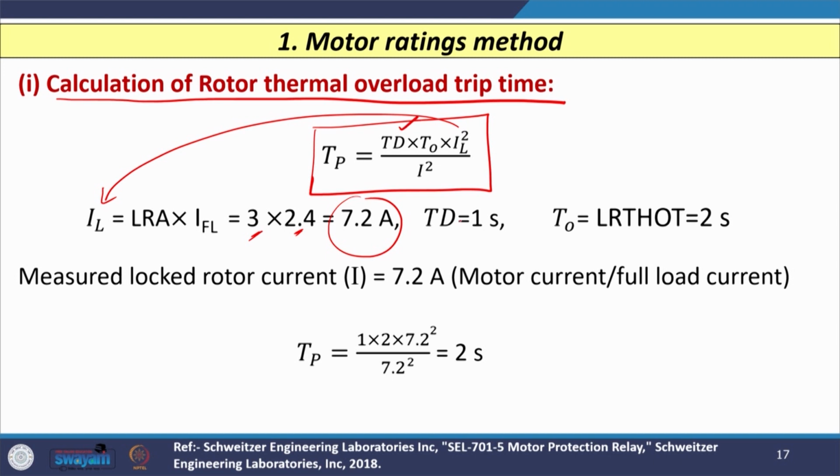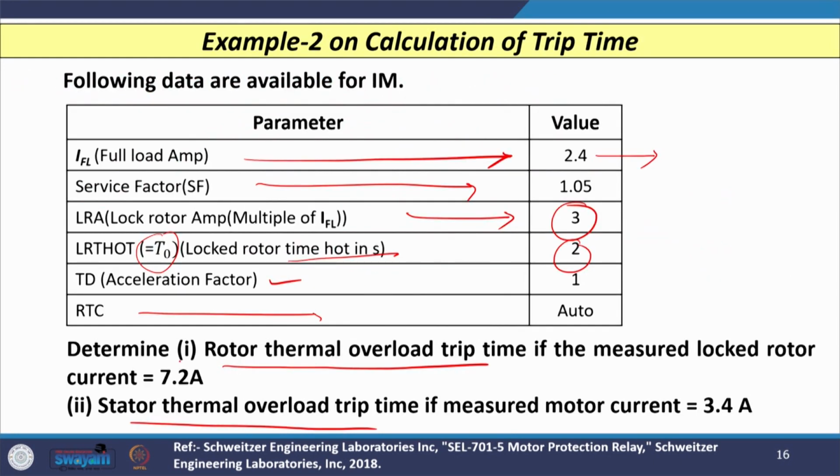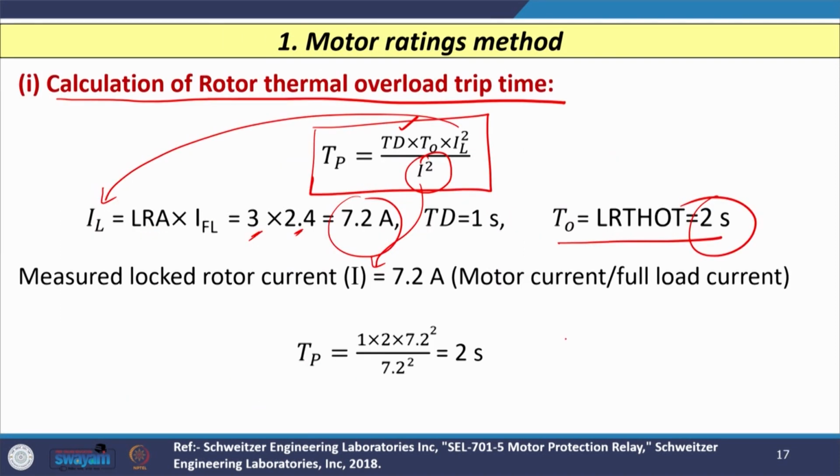Td is given as 1. T0, which is your locked rotor time when the motor is running in hot condition, is given as 2 seconds. The measured locked rotor current, which is in the denominator, that is I, is 7.2 ampere. It is already given, because the measured locked rotor current is 7.2 ampere. So, with this given data, if you put it here, Td is 1, T0 is 2, IL is 7.2, so you have 7.2 square divided by I, which is also 7.2.